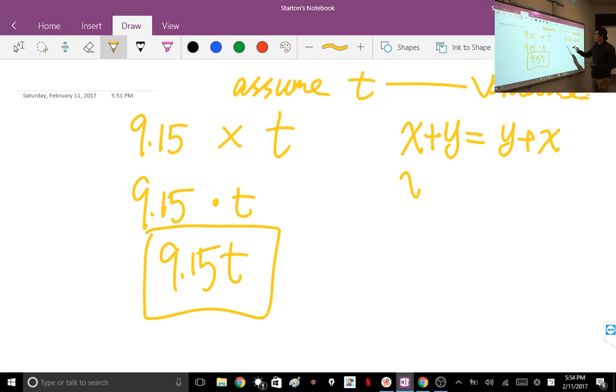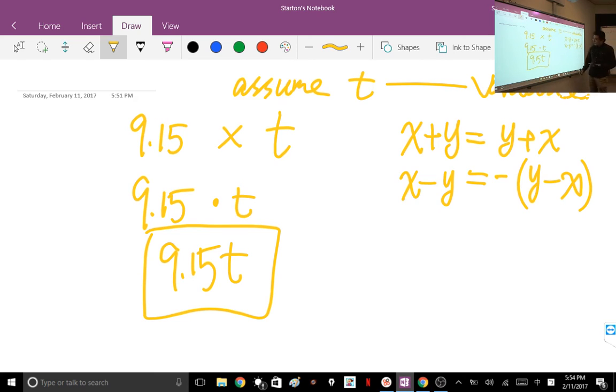So the same thing for the minus. X subtract y equals y subtract x? No, that is not true. But we can have some change. X subtract y will equal to y subtract x, but with a minus sign before that. So this is what we're talking about, the very first basic rule.